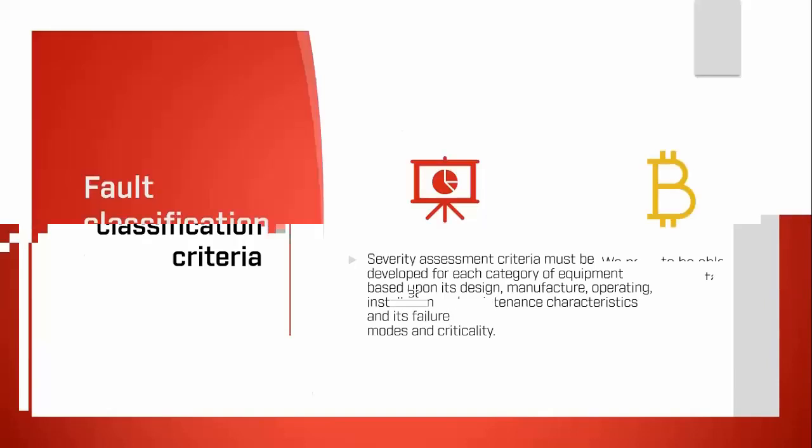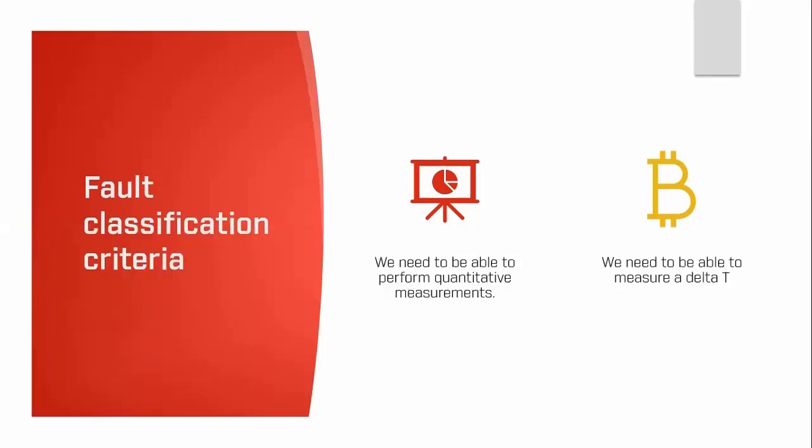To be able to measure full classification criteria, we need to be able to perform two tasks. The first one is we need to be able to perform quantitative measurements. This means that we need to be able to set the camera up, we need to set the emissivity, the environment, and know the surface and take an accurate temperature measurement. The second point is we need to be able to do this twice. So it could be at 2 points on one component, or it could be between one thermal image and another thermal image. And that measurement is called a delta T. And all fault classification criteria is based on a delta T measurement.